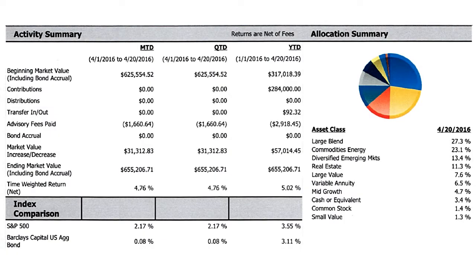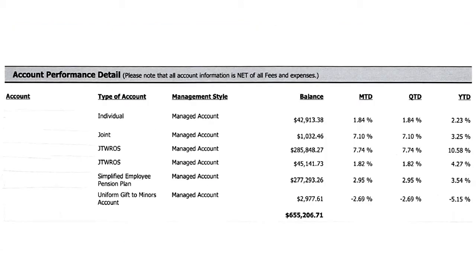The activity summary shows more of the same information but from different time periods: month to date, quarter to date, and also year to date. This column, year to date, represents what has happened with your accounts from the beginning of the year. The additional information on the activity summary, which has not been shown up to this point on the statement, is your return. You can compare your return versus both the stock market and bonds. On the right hand side is an allocation summary which gives a bigger breakdown of asset classes for your current account.